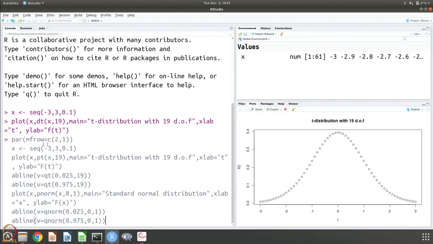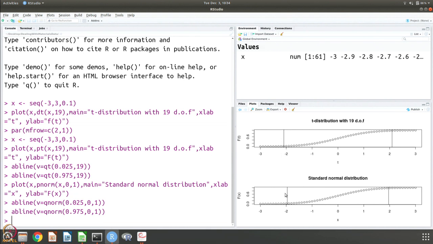So, we are going to have two plots, both from minus 3 to plus 3. One is a t-distribution with 19 degrees of freedom, the other is the standard normal distribution with 0 mean and 1 standard deviation. What we are plotting is the cumulative probability distribution, so pt and pnorm, that is what we are plotting. And we are going to draw two vertical lines, one at 0.025, the other at 0.975. Okay, so let us plot this.